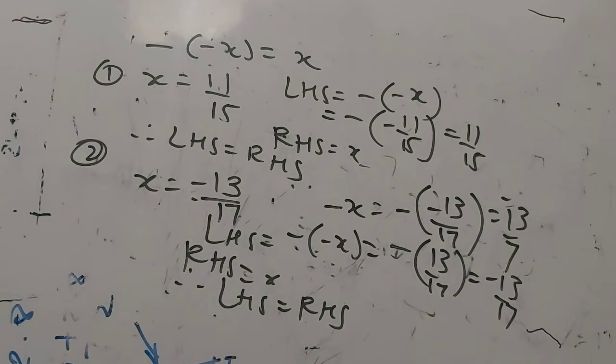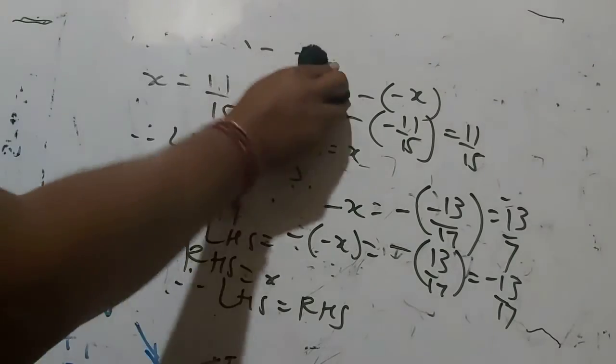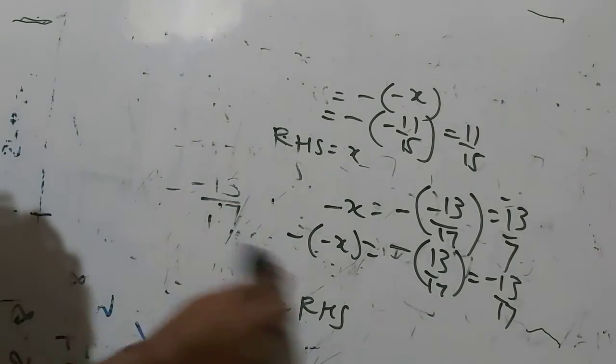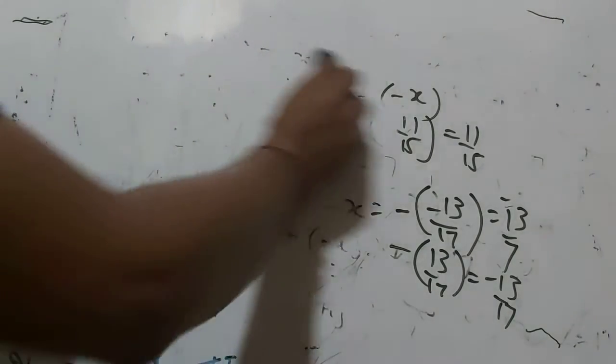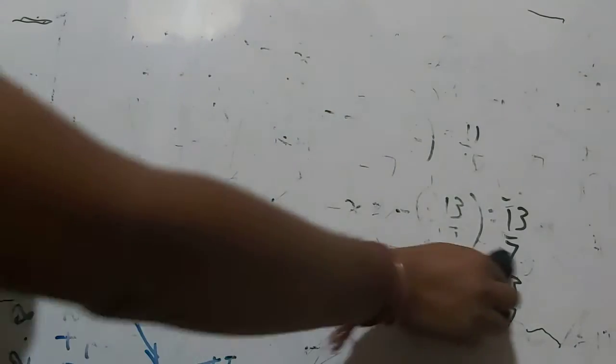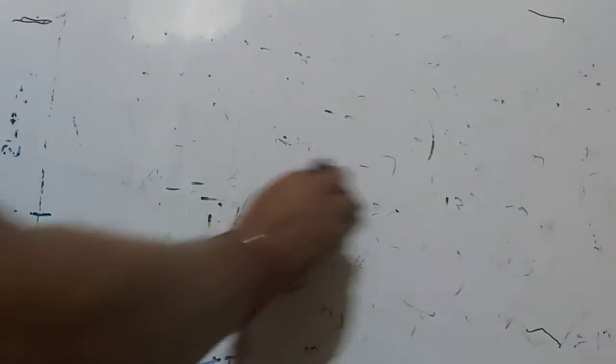Now next is find the multiplicative inverse of following. What is multiplicative inverse? First of all, we'll see product of the fraction and its reciprocal. If we'll get 1, then you can say it is multiplicative inverse. In multiplicative inverse, signs will not change. Only numerator will go downside to the denominator and denominator will go upside to the numerator.